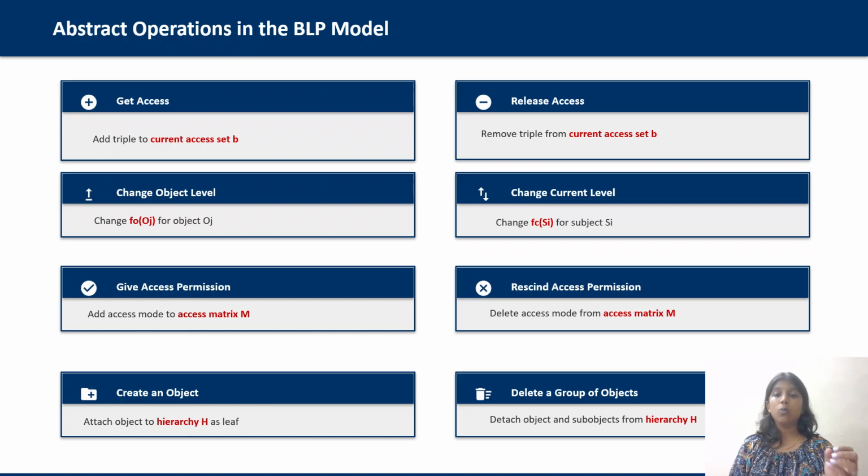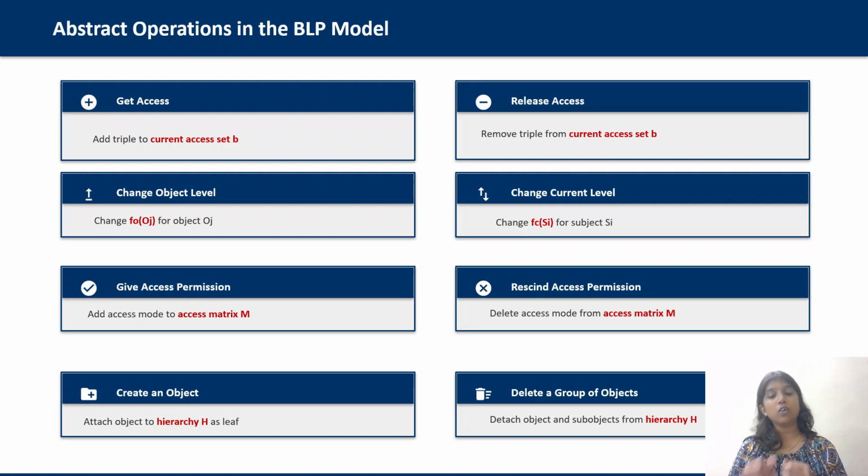Rescind access permission. What is rescind access permission? It means delete all the information regarding the collected file or regarding the data. Rescind access permission means delete the complete access mode from the access matrix, so that if a higher level user is being degraded to a lower level user due to his or her responsibilities, the delete access mode, which is rescind access permission, helps us to delete the access mode from the access matrix M.